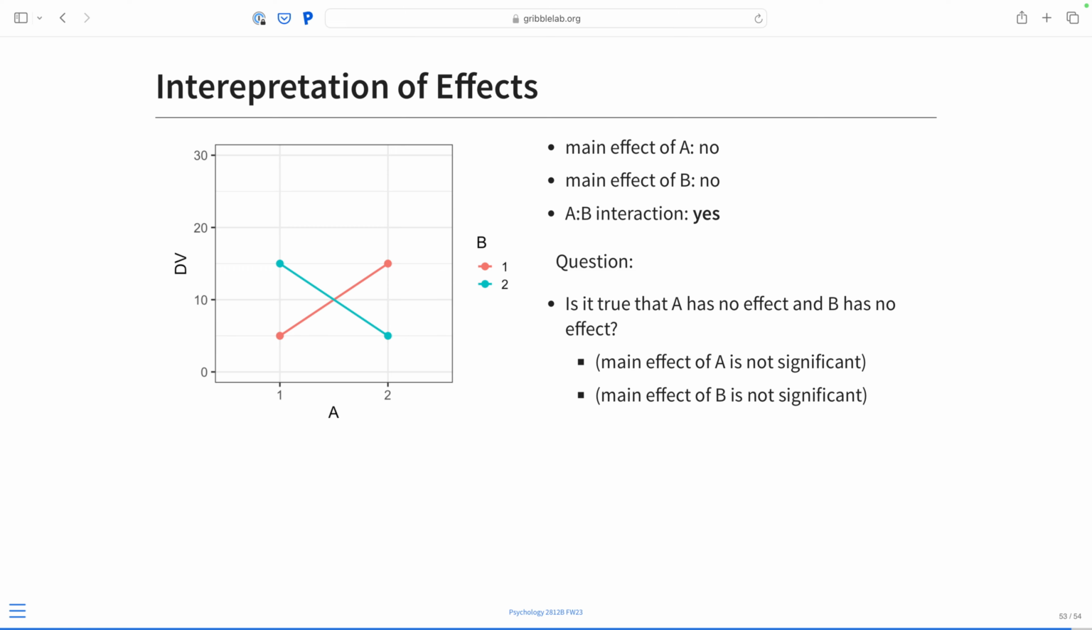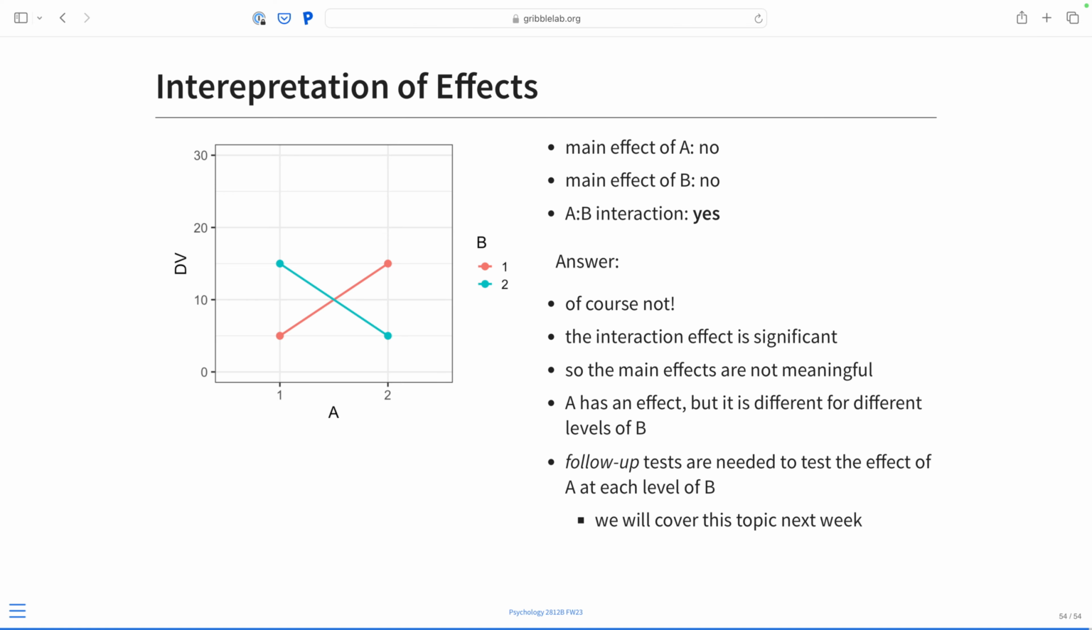What about if the main effects are not significant, but there is an interaction effect? We saw this before. Is it true that A has no effect on the dependent variable? Is it true that B has no effect on the dependent variable? Of course not. The interaction effect is significant, so the main effects are not meaningful. A does have an effect on the dependent variable, but it's different for different levels of B.